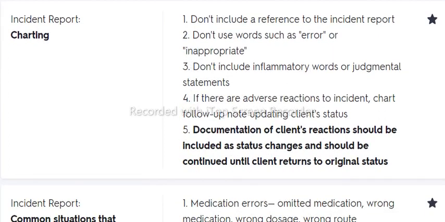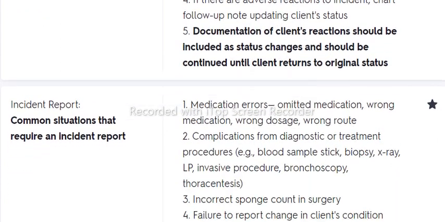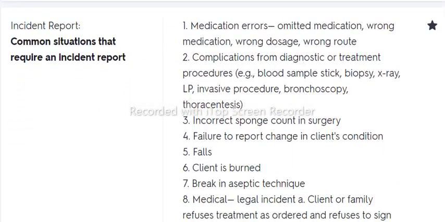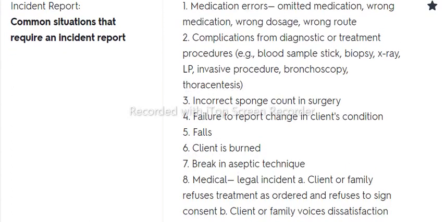Incident report charting. Incident report: common situations that require an incident report.